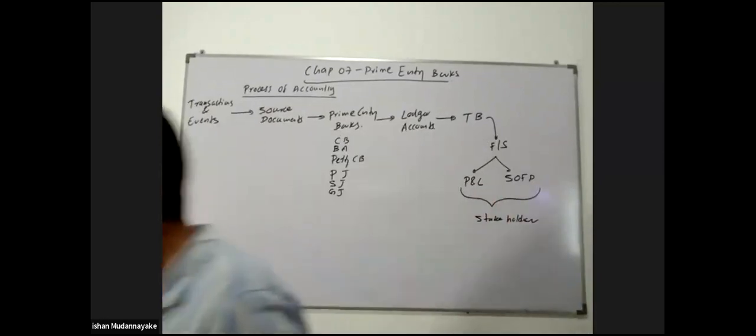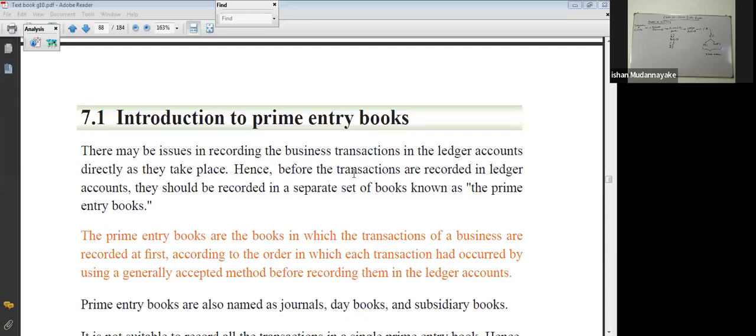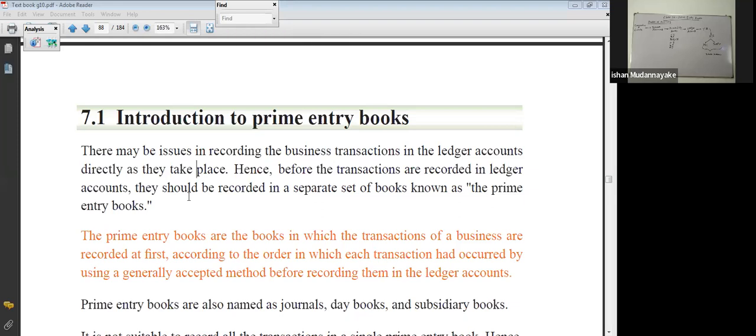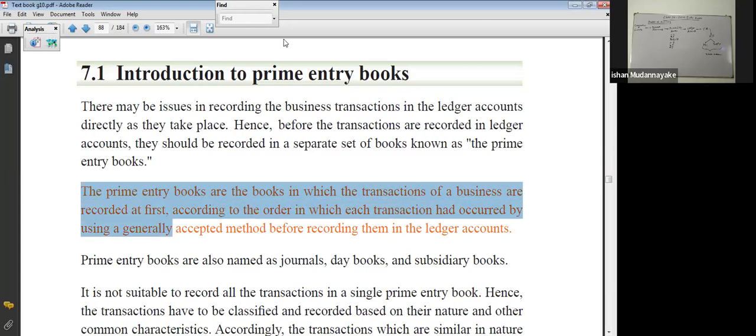Okay, right. Then here, look at the sentence again. Hence, before the transactions are recorded in ledger account, they should be recorded in a separate set of books known as primary books. Okay, right. And then, read the second para. Atmika, read the second para.